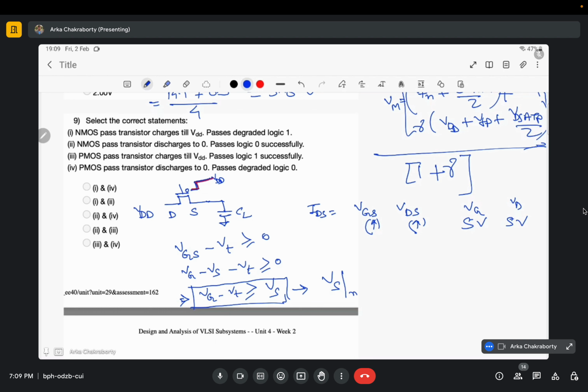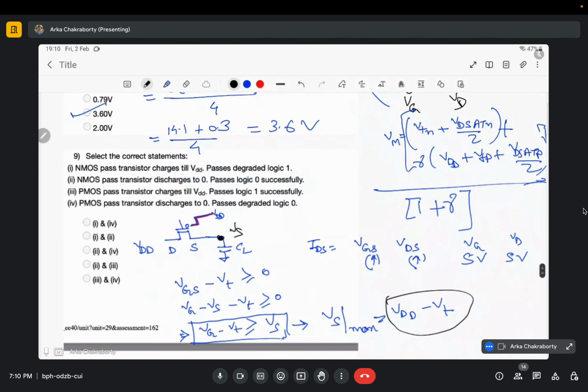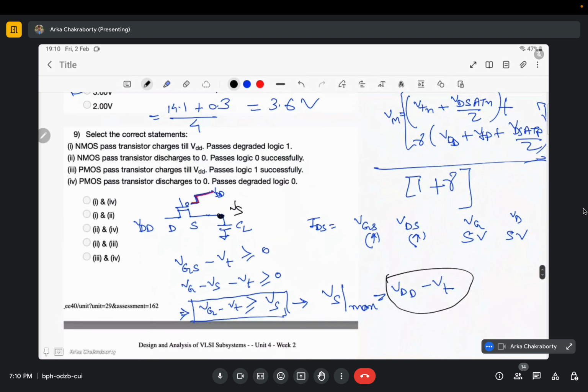This equation is telling me that the VS should always be less than this expression. So VS max, the VX max, should be VDD minus VT. That is VG minus VT, and in VG what am I giving? VDD. So whatever I do, my source voltage will not get charged beyond VDD minus VT. This is the maximum voltage that I can get at Vx.